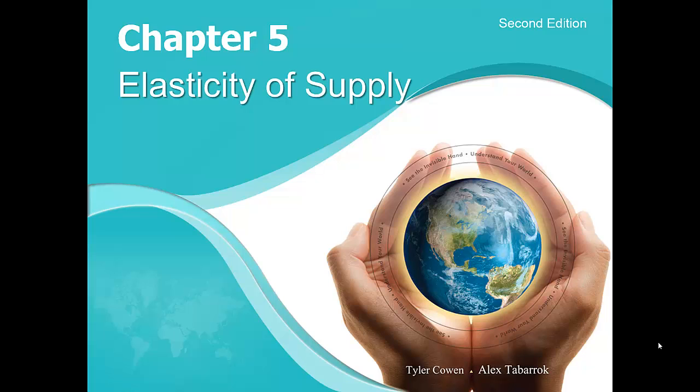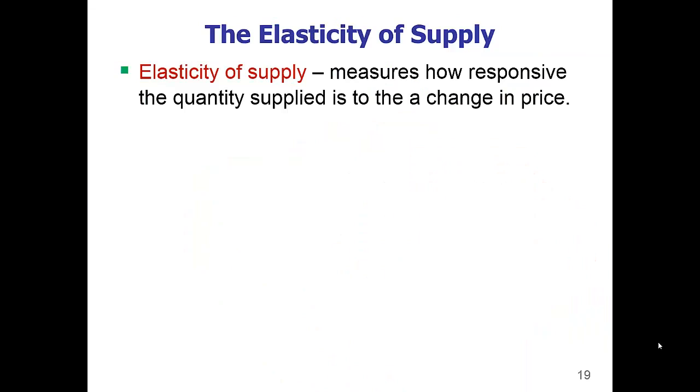In this final video, we're going to look at the elasticity of supply as well as its determinants. The elasticity of supply measures how responsive the quantity supplied is to a change in price. So here we want to know if the price increases by 5%, are the producers going to increase production by a lot or by a little? The more responsive the producers are to a change in price, the more elastic the supply curve.